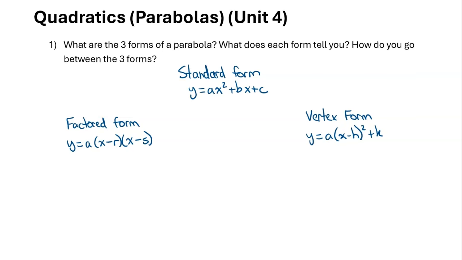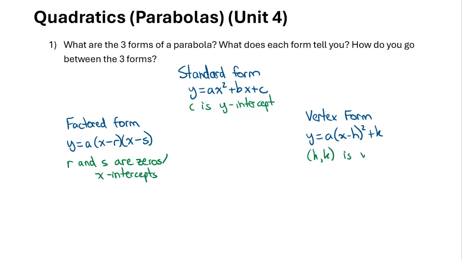And that h and k is the vertex, and that's why it's called the vertex form. And so now what does each form tell you? Well, the standard form tells you, the c value tells you that it's the y-intercept. And so you just look at that last term without the x in it, that's the y-intercept. For the factored form, the r and the s values are the zeros. Those are the x-intercepts. So the zeros are x-intercepts, those mean the same thing. For the vertex form, what that tells you is, as I already mentioned, the h and k is the vertex.